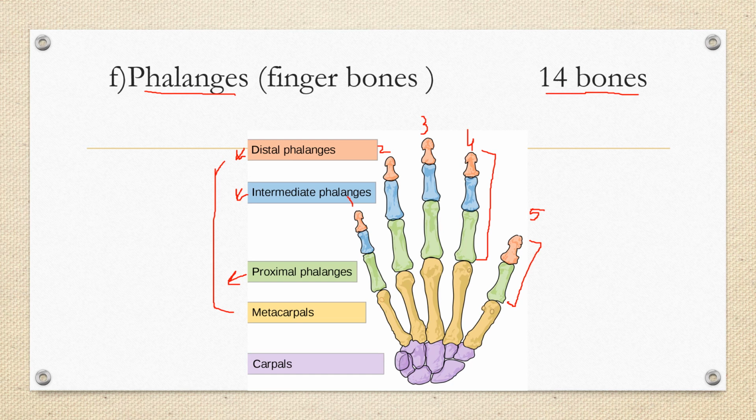You can see that the first row has 3 phalanges, the second row also has 3 phalanges, the third row and fourth also have 3 phalanges, and the fifth row has 2 phalanges. When you count them, they will be total 14 phalanges. Phalanges simply means the finger bones. When you talk about the phalanges of the forelimb, it will mean the finger bones of the hand. But when you talk about the phalanges of hind limb, it will mean the finger bones of your feet.